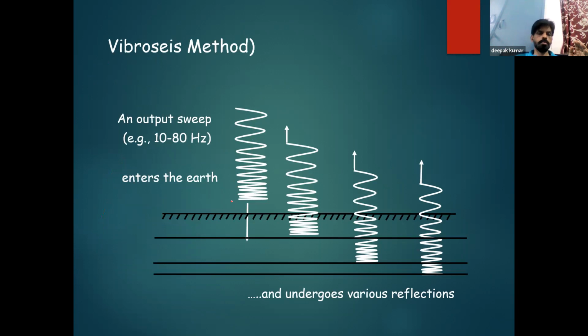Vibroseis is, how should I put it? There will be a machine, and it will hit the ground multiple times, very fast and with lots of pressure. When it hits the ground, we can control the frequency of the vibroseis. Generally this is used for the near surface, only 1 to 2 or 3 kilometers. We can control the speed and the frequency, so that we can reach a certain depth depending on our objective.